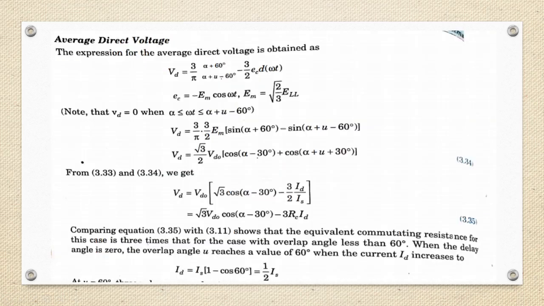Let us see the average direct voltage. The expression for average direct voltage is obtained as Vd equals 3 by pi integral from alpha plus 60 to alpha plus u minus 60 of minus 3 by 2 Ec d omega t. Ec can be written as minus Em cos omega t, where Em is root of 2 by 3 ELL. Vd is 0 when omega t is lying between alpha and alpha plus u minus 60 degrees. So the Vd value we are going to get is root 3 Vd0 cos alpha minus 30 minus 3 Rc Id.